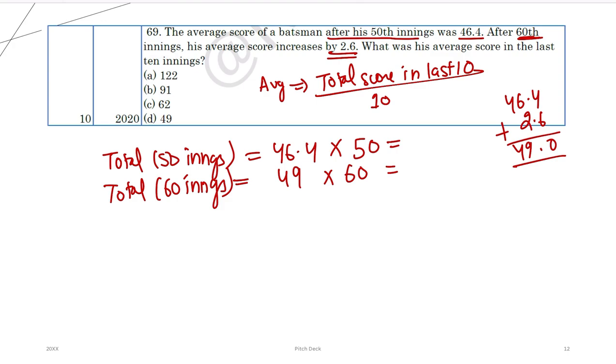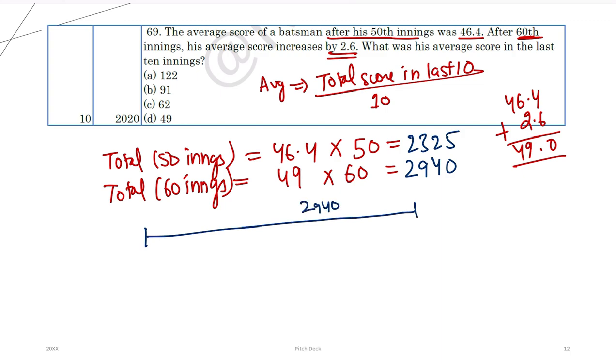46.5 multiplied by 50, so that is 2325. Right? And similarly 49 into 60 will give us 2940. Now this is 60 innings. In 60 innings he has scored 2940. In the first 50 innings, his score is 2325.